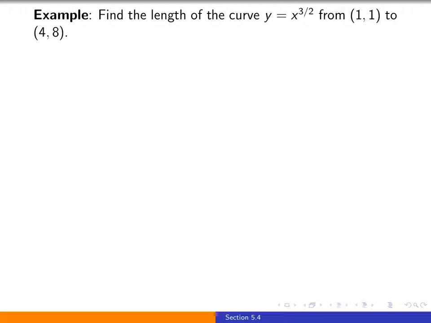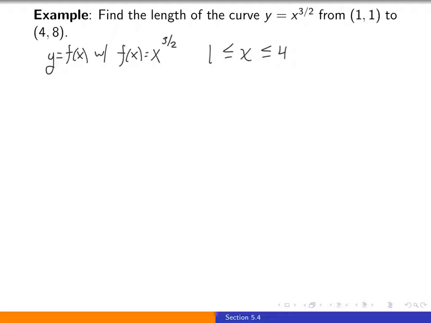So let's find the length of the curve y equals x to the 3/2 from the point (1, 1) to (4, 8). So in terms of our previous formulas, what we're thinking is that we have the function y equals f of x, where f of x is x to the 3/2, and we want to find the length of this curve for 1 less than or equal to x less than or equal to 4. Because we're thinking about how the x values vary from the point (1, 1) to the point (4, 8).